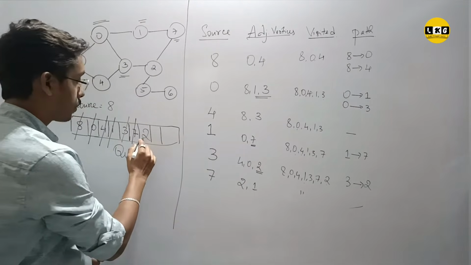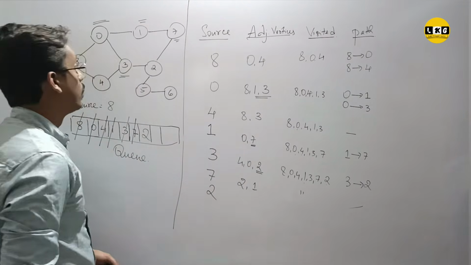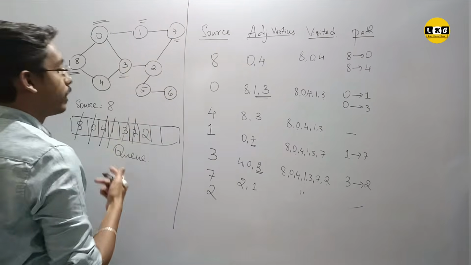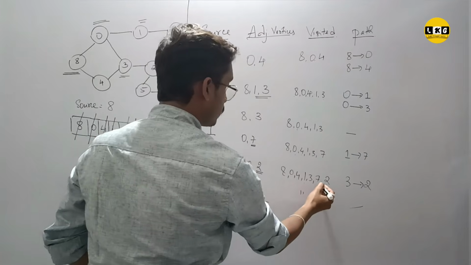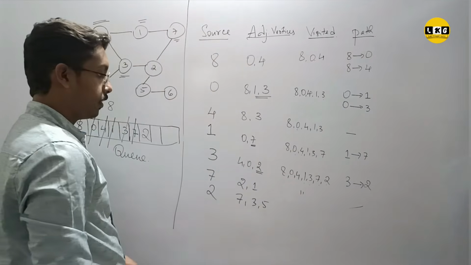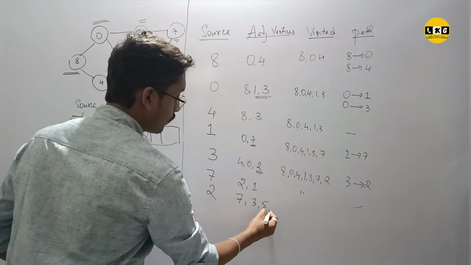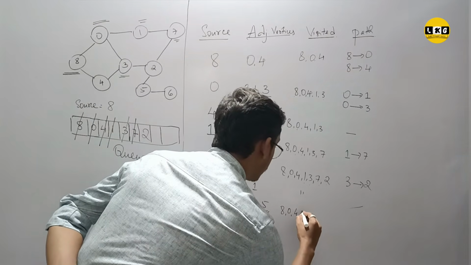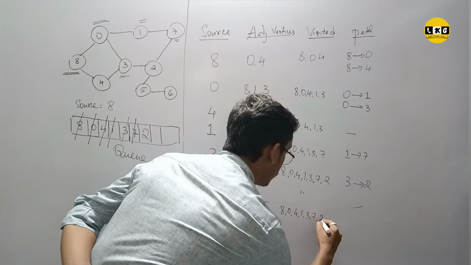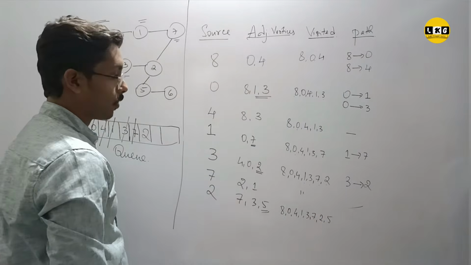Right? Which is the next top of the queue? Top of the queue is 2. What are the adjacents of 2? 7, 3 and 5, out of which 7 and 3 are already visited. The only thing remaining is 5. We are visiting 5 again. So this will be 8 0 4 1 3 7 2 and then 5. We are visiting a new node, that is 5.